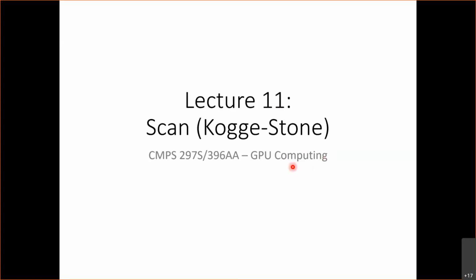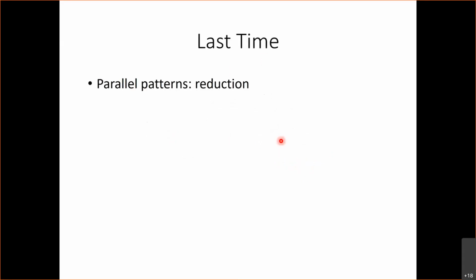Today we're going to start talking about a new parallel pattern, which is scan. In particular, we're going to look at a specific approach to parallel scan, which is the Kogge-Stone algorithm. And next time, we'll look at a different approach for doing parallel scan. But before we start, just a quick review of what we covered last time.